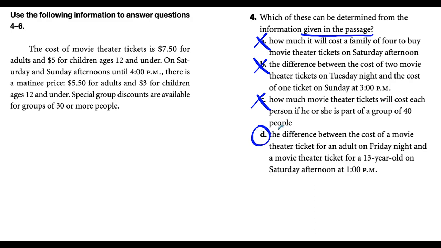So we could tell the difference between the cost of a movie theater ticket for an adult on Friday night. So Friday night ticket's gonna cost $7.50. And a movie theater ticket for a 13-year-old, which counts as an adult, on a Saturday afternoon at 1. So the matinee price for adults is $5.50. So the difference between these two is just going to be $2. So yeah, that's something we could actually determine.